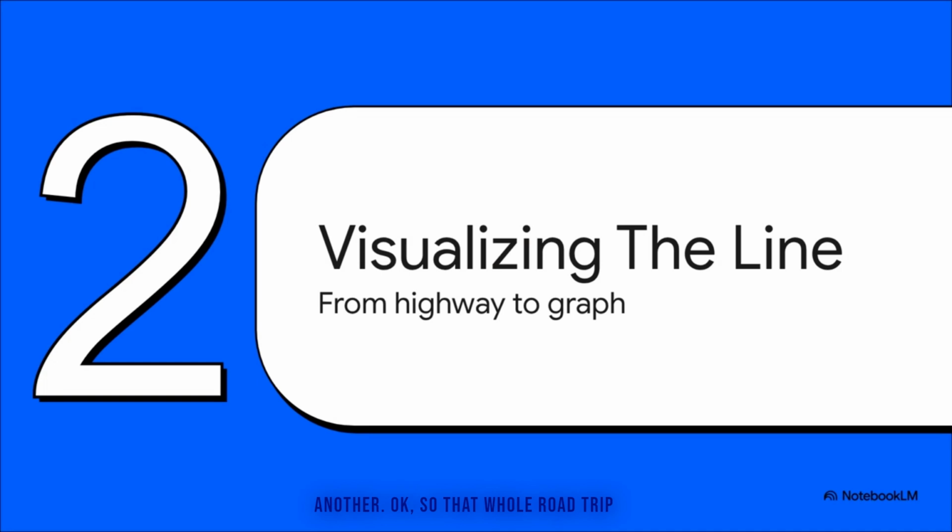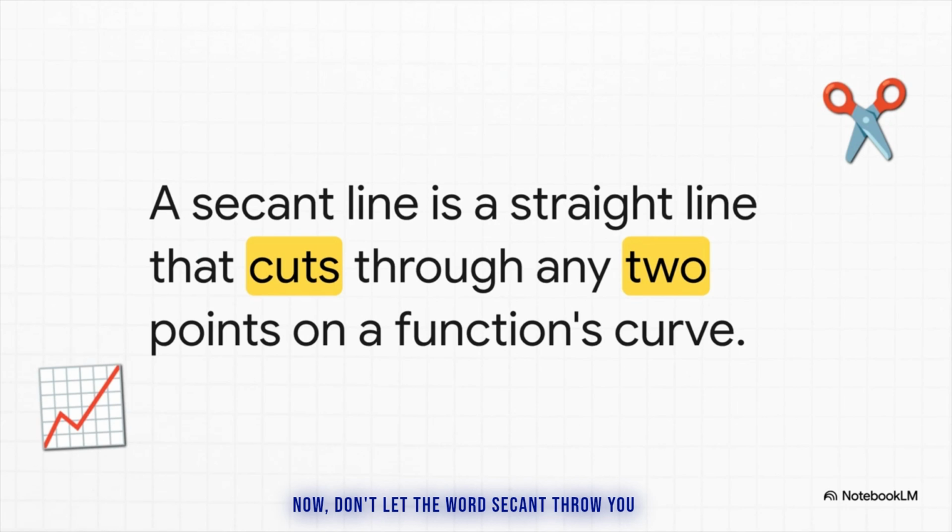Okay, so that whole road trip thing makes sense. But what does this average change actually look like when we slap it on a graph? Let's take that idea from the highway and see it visually. Now, don't let the word secant throw you off. It sounds kind of fancy, but the idea is super simple. Imagine you've got some kind of curve on a graph. You pick any 2 points on it, doesn't matter which ones, and the straight line that connects them, that is the secant line. That's it. It just cuts through the function in 2 spots.